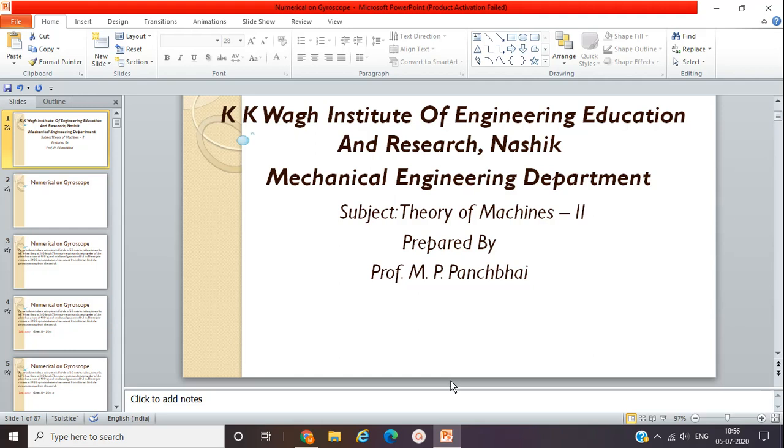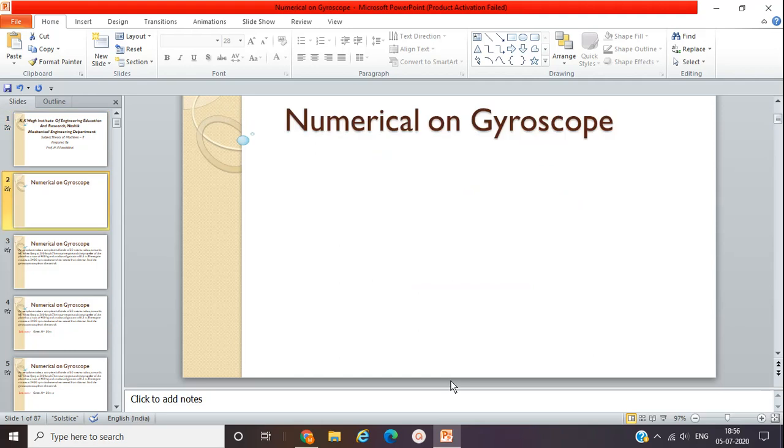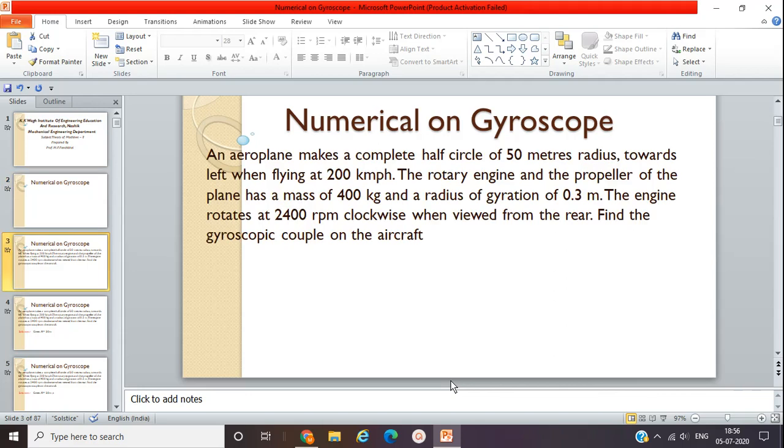Today we are going to discuss one numerical on the gyroscope. The gyroscopic effect is going to be covered in another topic, but today we are going to discuss only numericals. So this is the numerical which is given to us.